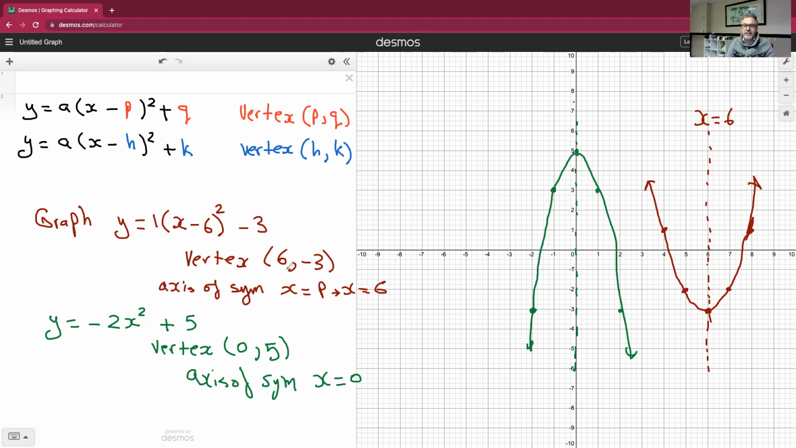This is pretty easy. I think anybody could follow this. I hope this will help you with this chapter, the quadratics and graphing parabolas, using the vertex form and axis of symmetry. As always, thanks for watching.